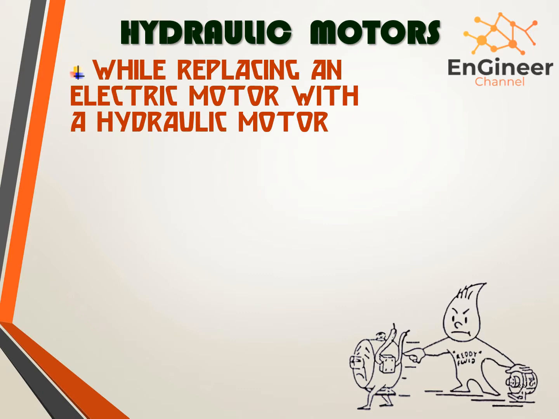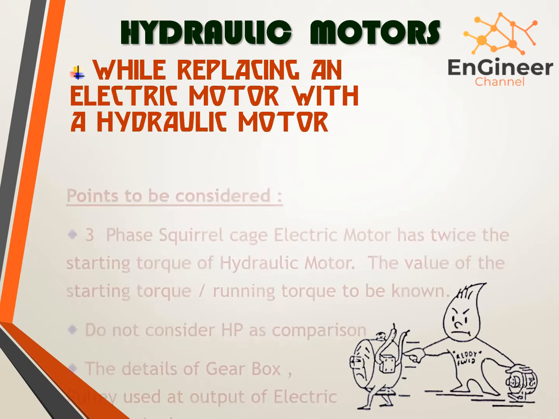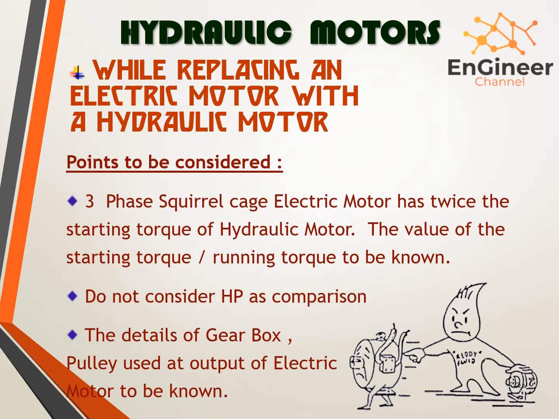Now, while replacing an electric motor with a hydraulic motor, we have points to be considered. We have to consider that a three-phase squirrel cage electric motor has twice the starting torque of a hydraulic motor. The value of the starting torque and the running torque needs to be known. We do not consider HP as comparison, and the details of the gearbox and the pulley used at the output of the electric motor need to be known.